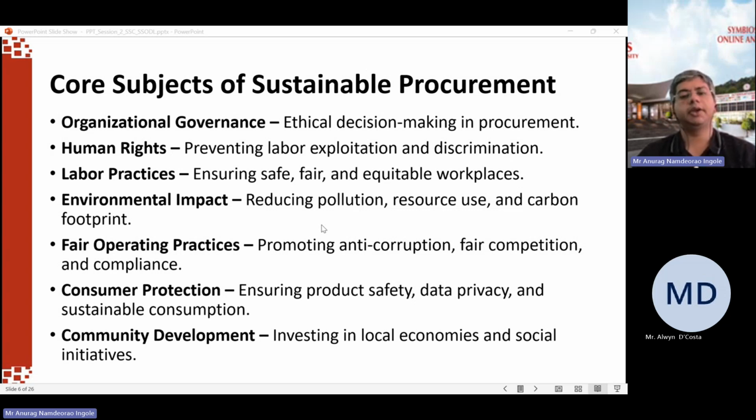And community development, investing in local economies and social initiatives as a sustainable procurement function, because procurement as a function is there across industries. There are thousands and thousands of communities that we are impacting as a procurement function. So we are aware of who our suppliers are. We are aware of who our distributors are. Also, we can take up some social initiatives through the supply chain network that we have, because we as operations will have the most visibility of our supply chain.